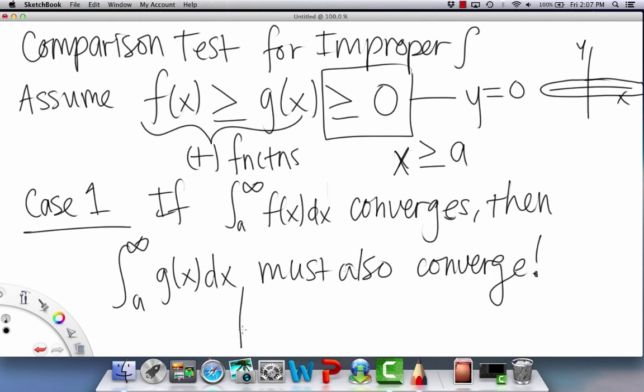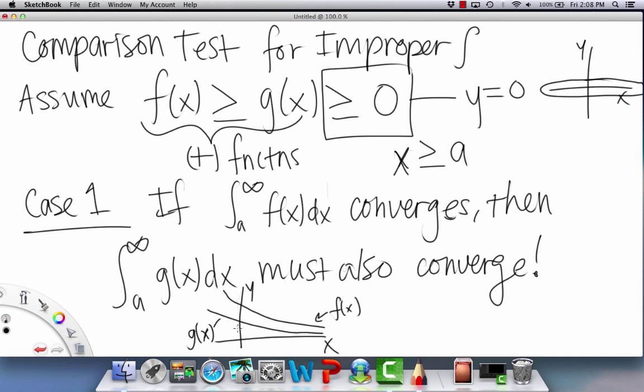So we have our x and our y, and let's say f of x is something that looks like this, and then our g of x, which is also positive. Both of these are positive functions because they stay above the x-axis. The top one is f of x, and the bottom one is g of x. So f of x is greater than or equal to g of x: the y value of f is always above g of x at any given x.